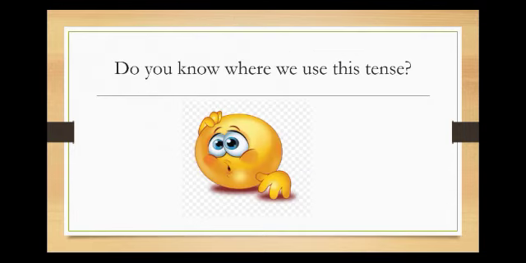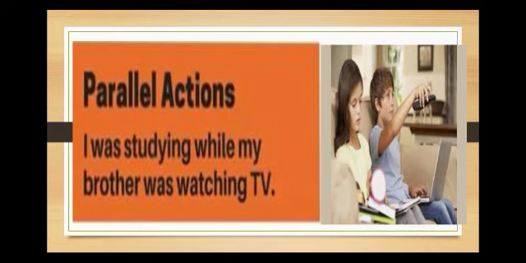Do you know where we use this tense? No? No problem. I'll tell you. We use this tense when we are talking about parallel actions. Look at the example. I was studying while my brother was watching TV. Over here, two actions are taking place side by side. In the picture also you can see that the girl is studying, and the boy, her brother, is watching TV.